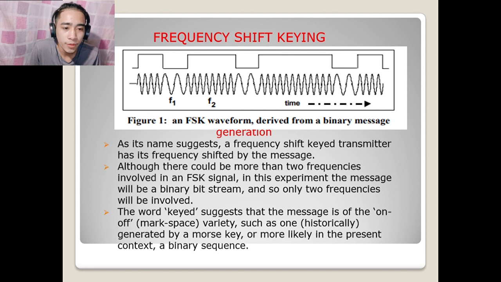As its name suggests, a frequency shift key transmitter has its frequency shifted by the message. Although there could be more than two frequencies involved in an FSK signal, in this experiment, the message will be a binary bit stream, and so only two frequencies will be involved. The word key suggests that the message is of the on-off mark space variety, such as one historically generated by a Morse key, or more likely, in the present context, a binary sequence.